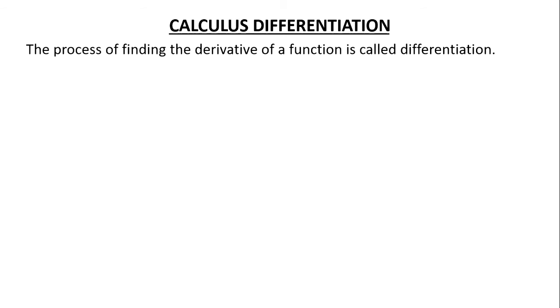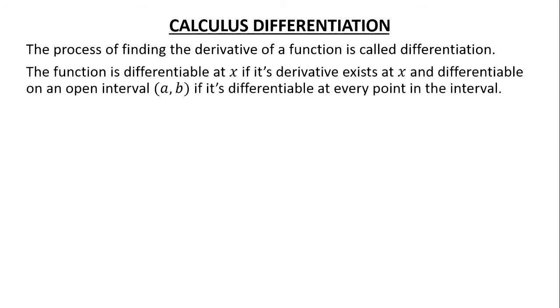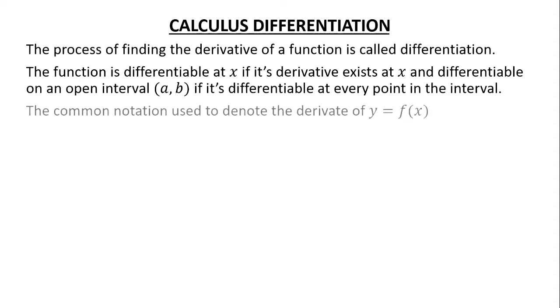Calculus differentiation. The process of finding the derivative of a function is called differentiation. The function is differentiable at x if its derivative exists at x, and differentiable on an open interval (a, b) if it's differentiable at every point in the interval.